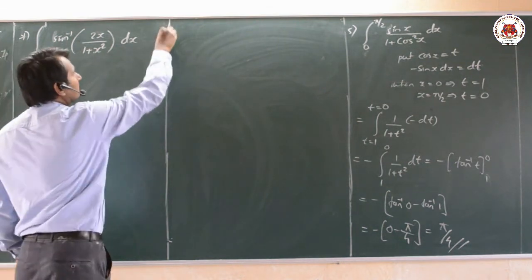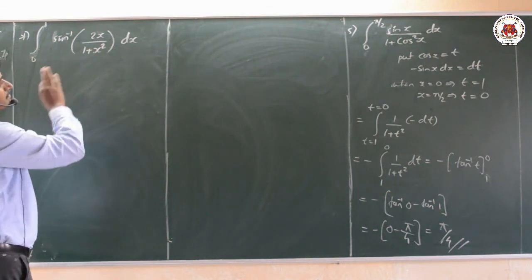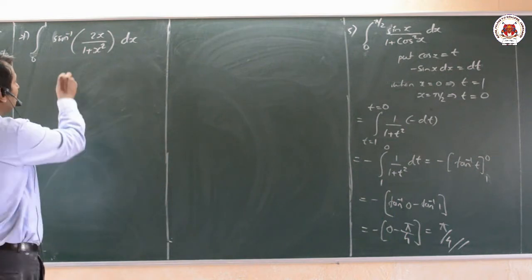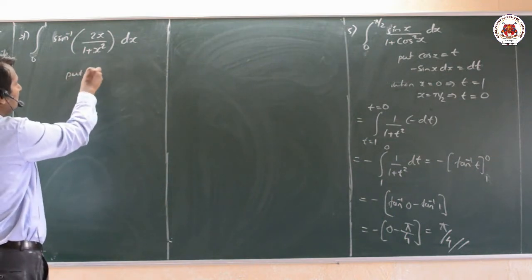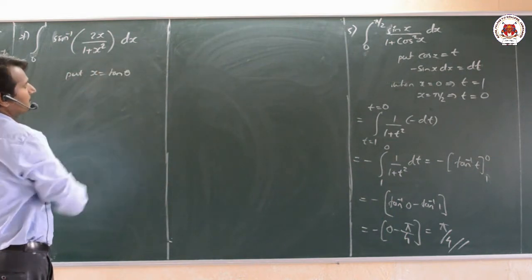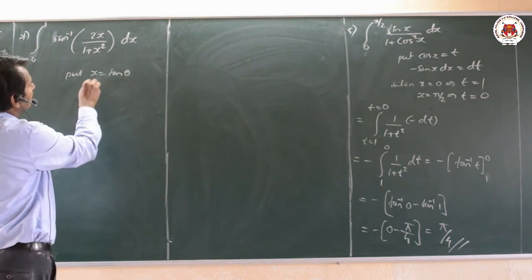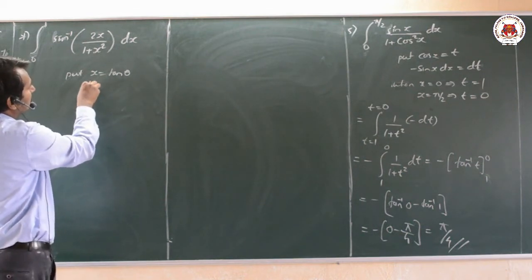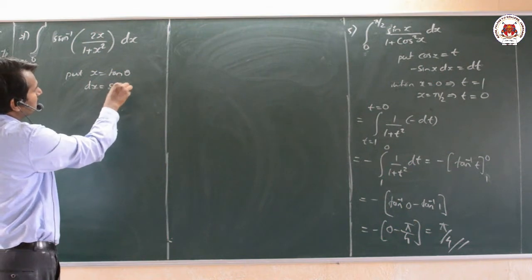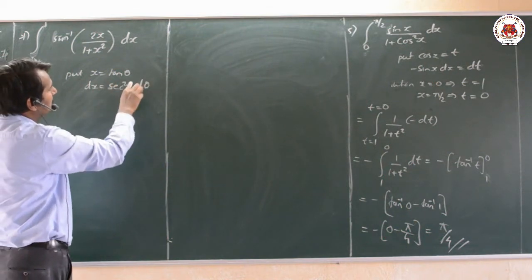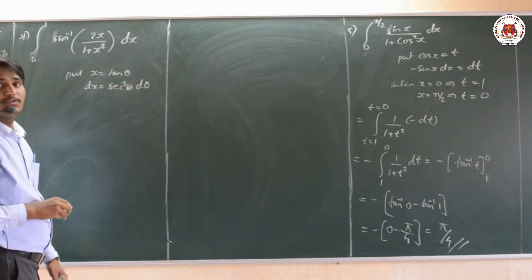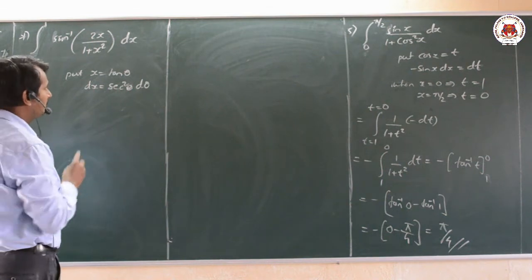First of all, I will substitute here. Put x equal to tan theta. So here we have dx equal to the differentiation of tan theta, which is secant square theta into d theta. Secant square theta into d theta is your differentiation.